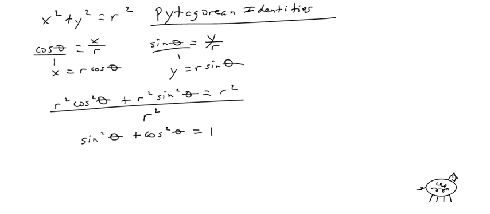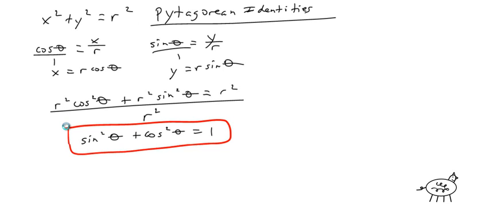Okay, math fans, this is really important. I'm going to put a red box around it, and if you have red pens, you should be putting a red box around it too. All right, so that's our first identity. Sine squared plus cosine squared equals 1.